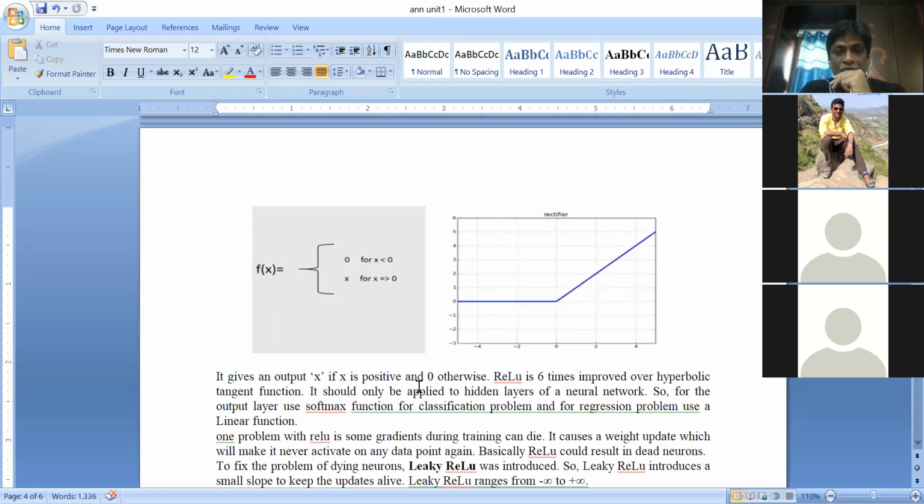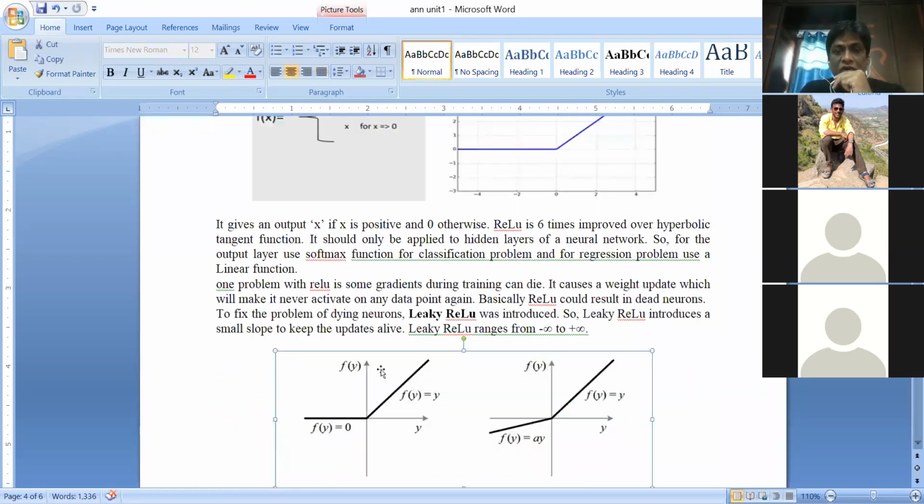There are actually two variations of this ReLU. One is leaky ReLU, which ranges from -infinity to +infinity. And a small change is applied for the negative values. If x is less than 0, then f of x is equal to ax, where this small a is selected as 0.01. It is there in your notebook. And for the values x greater than or equal to 0, it is still going to be the linear activation function.